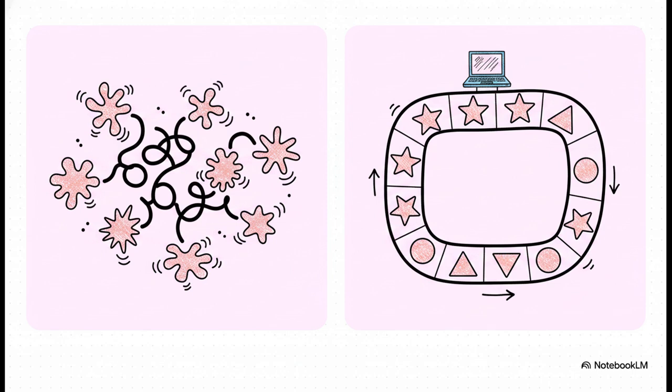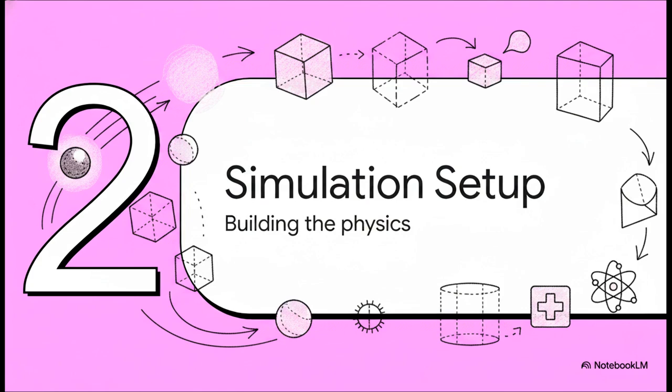That's exactly why advanced Monte Carlo codes, like EGSnrc, use highly specialized generators like RANDMAR or RANDX, because they have incredibly, almost unfathomably long periods. Moving right along to section 2, setting up the simulation.